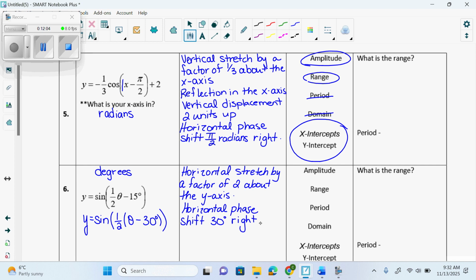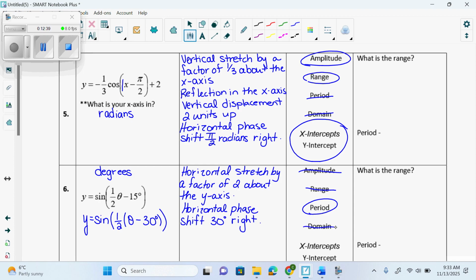Only x stuff happening now, right? Will my amplitude change? My amplitude's 1. It's still 1 because my vertical stretch is 1, so it doesn't change. If my amplitude doesn't change and it doesn't move up or down, is my range going to change? It's going to be from -1 to 1. Period, did it change? It's double. So it's going to be 720 degrees. Because C is in degrees, your period would be in degrees. Domain just stays the same.